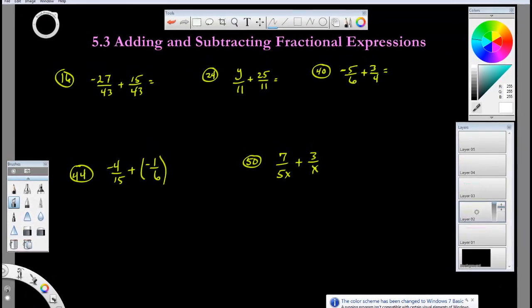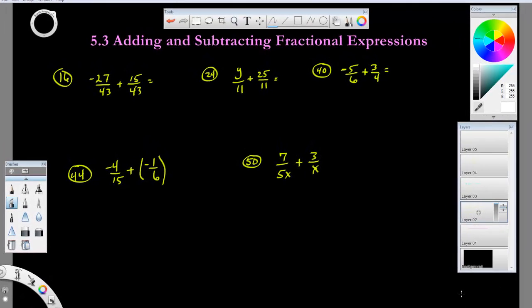All right, 5-3. This is it, people. This is the last one. Adding and subtracting fractional expressions. Let's do it right now.